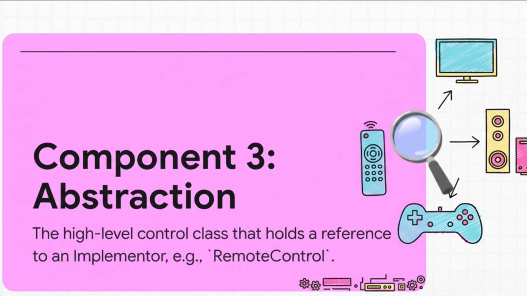Number 3 is the abstraction itself. This is our high-level remote control class. And here's the beautiful part. This class is completely clueless. It has no idea if it's controlling a TV, a radio, or a spaceship. It doesn't care. All it knows is that it's talking to something that follows the iDevice rules. It operates on the interface, not the concrete class.